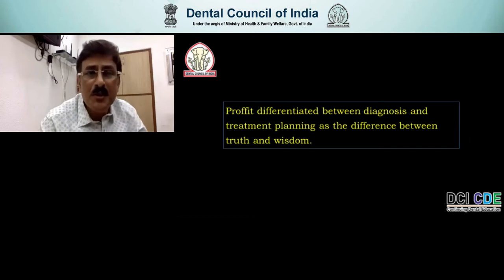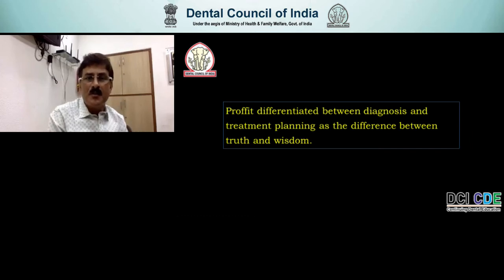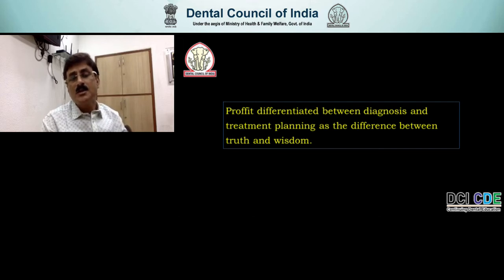Now, Proffit differentiated between diagnosis and treatment planning as a difference between truth and wisdom. So when you are diagnosing, your goal is the truth. That's factual appraisal of the situation. And there is no scope for bias, no scope for opinion or judgment. It's just the factual appraisal. We must go deep and find out what the patient looks like and what he or she has to offer us. And in treatment planning, the goal is wisdom. Treatment planning is basically wisdom.